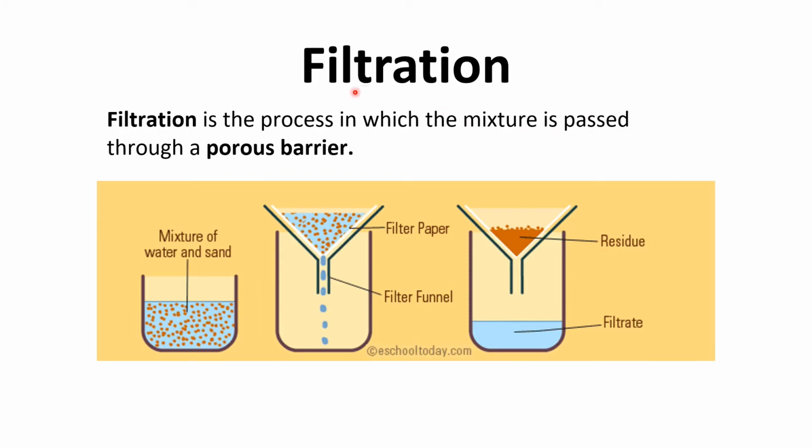The second technique is filtration. Filtration is the process in which the mixture is passed through a porous barrier. For example, if we take a mixture of water and sand and pass it through a filter paper kept on a funnel, you will be left with the sand on the filter paper and you will get the water down in the beaker. The sand which is left on the filter paper is called the residue, and the liquid which you get after the filtration is called the filtrate.